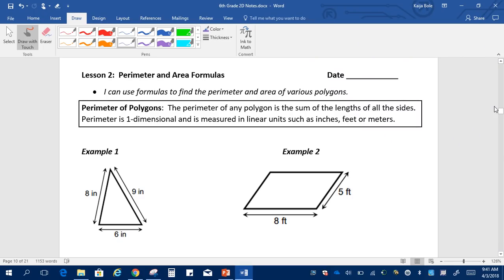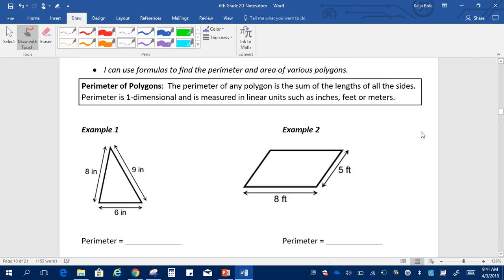Alrighty, here we are on lesson 2, the perimeter and area formulas. So you've probably been waiting for this because you're tired of counting boxes, but we have our formulas now for areas, and then perimeter is the same that it's always been. So for the perimeter of polygons, the perimeter of any polygon is the sum of all the lengths of all the sides. Perimeter is one-dimensional and is measured in linear units such as inches, feet, or meters.